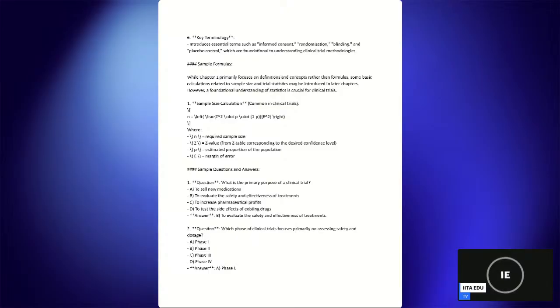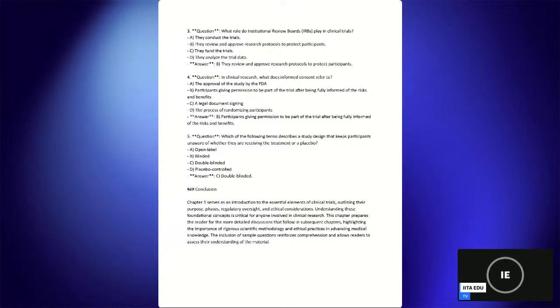Question 2: which phase of clinical trial focuses primarily on assessing safety and dosage? Phase 1, phase 2, phase 3, or phase 4? The answer is phase 1. Phase 1 is primarily for safety, and that's why you also have the maximum tolerable dose.